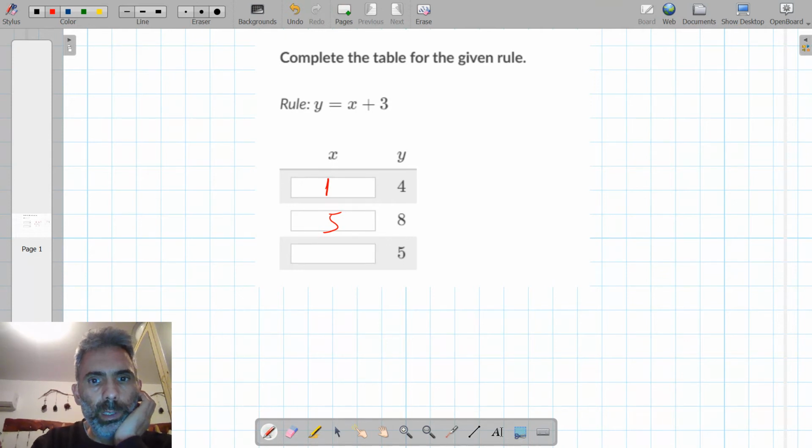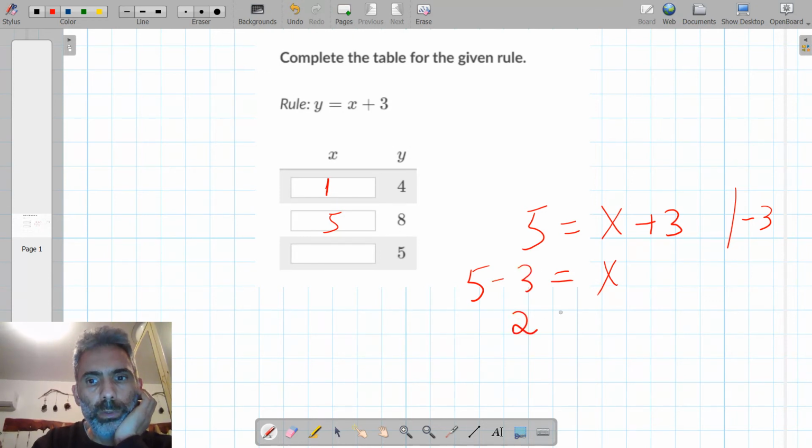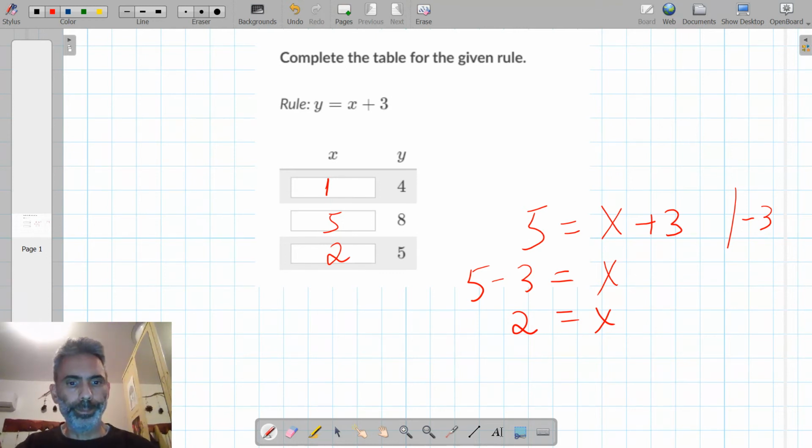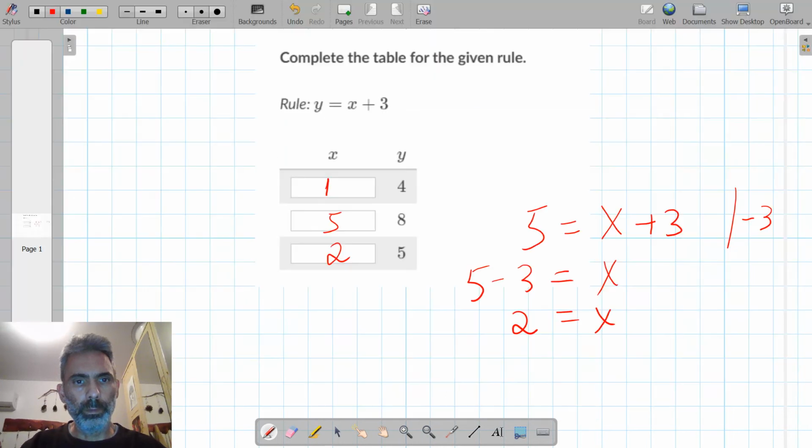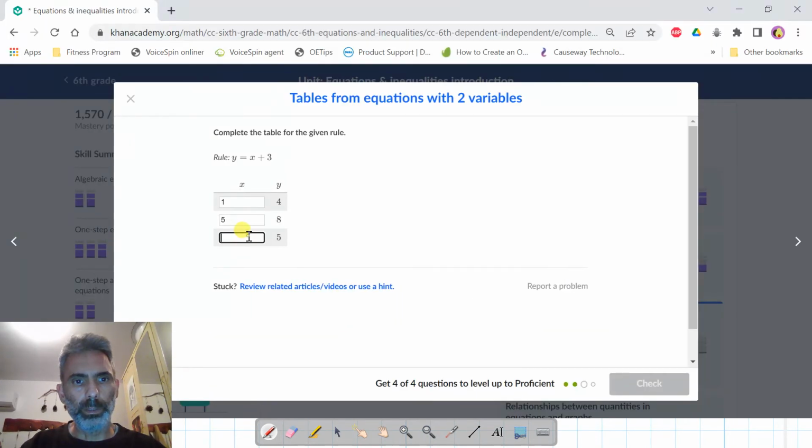Okay, first one, y equals 5. If y equals 5, then we subtract 3 from both sides. On the right hand side we are left with x, and here 5 minus 3, we have 2. So x here equals 2. So in the first row x is 1, second row x is 5, and on the third row x equals 2.